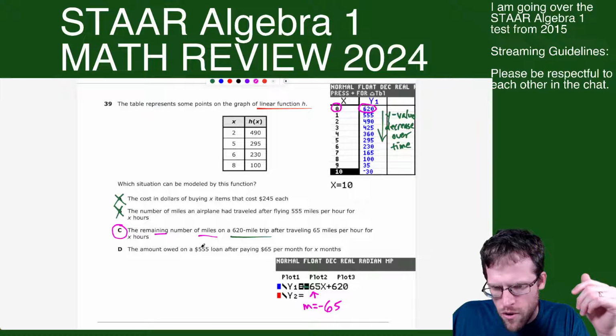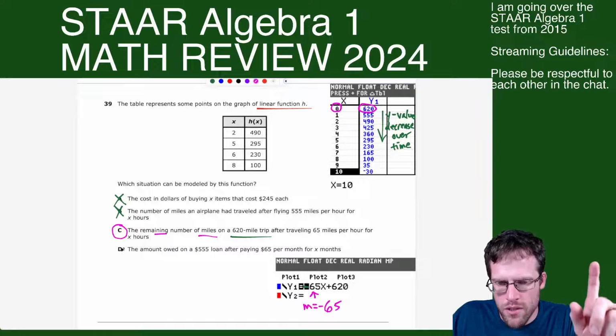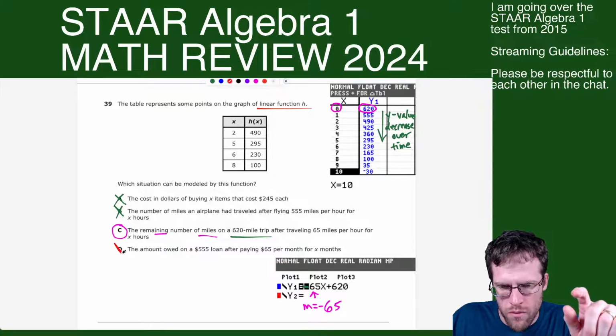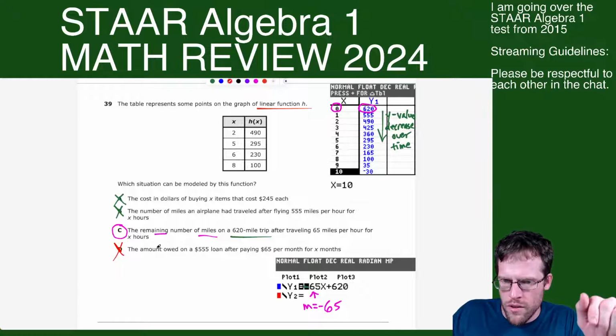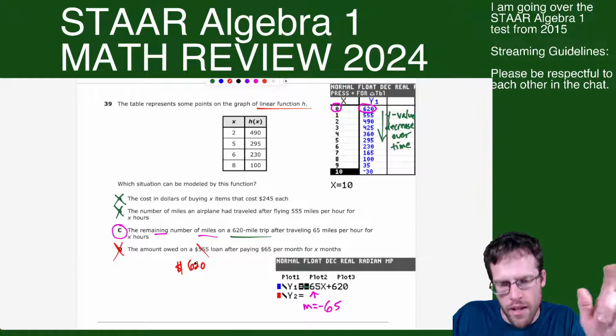And now let's see, the amount owed on a $555 loan after paying $65. This one is almost good. So this is really, really close. This is like a good answer, but wrong. The reason being, this would be correct if the loan was $620. So if we replace this with this, then yes.